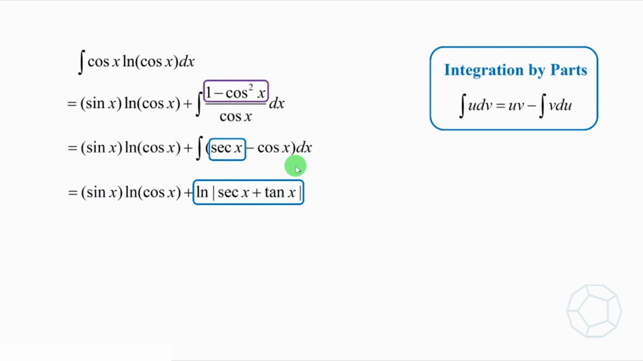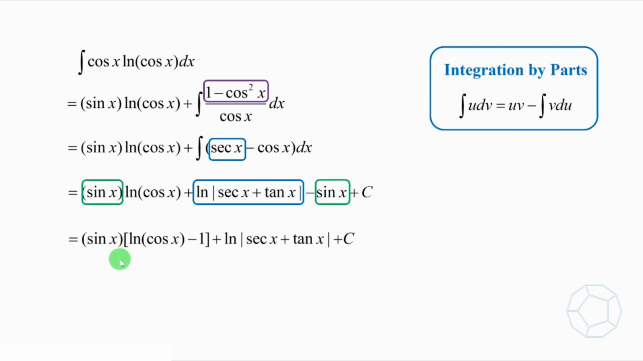The second part, integrate cosine x dx, is a simple one. It is equal to sine x. Up to here, we are almost done. Can you see that there's a common factor sine x in the first and the third term? Let's check it out. Therefore, the answer is equal to sine x times bracket log cosine x minus 1 plus log absolute secant x plus tangent x plus c.